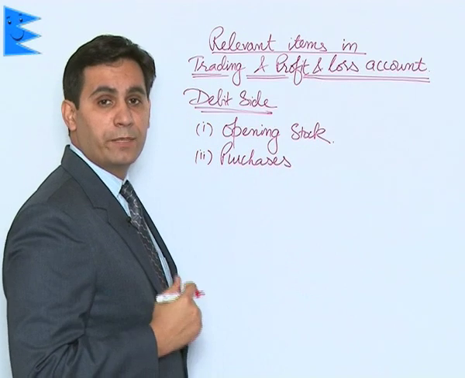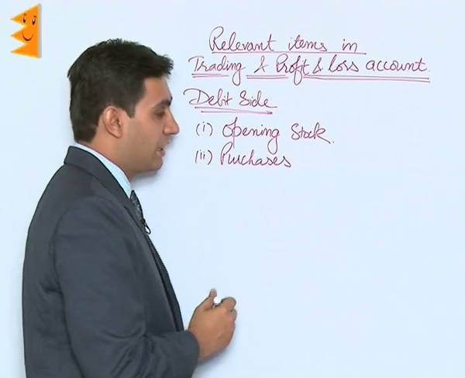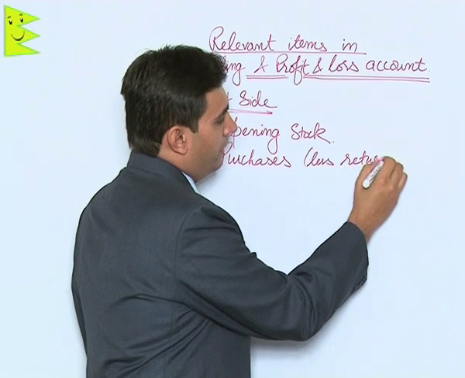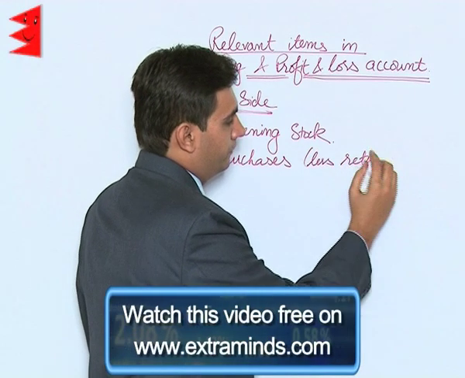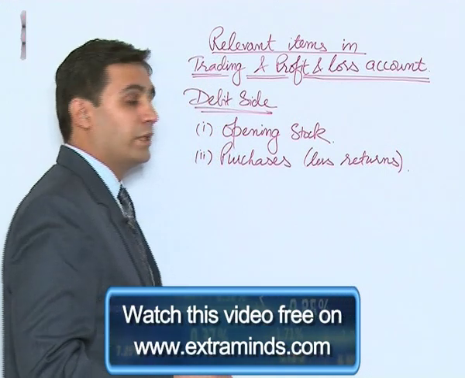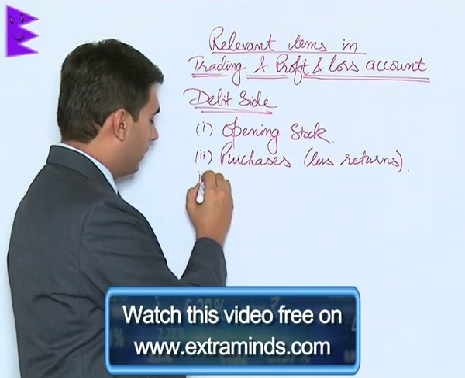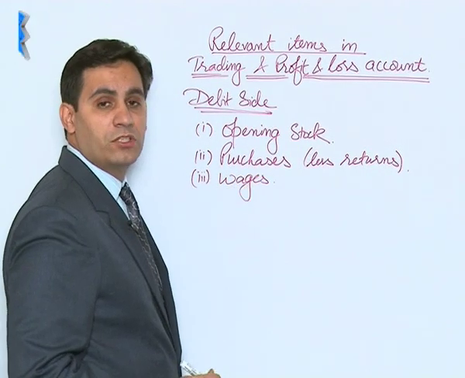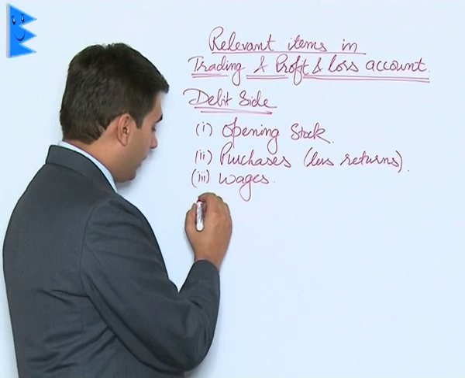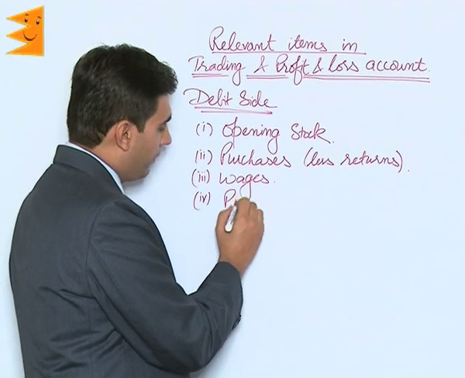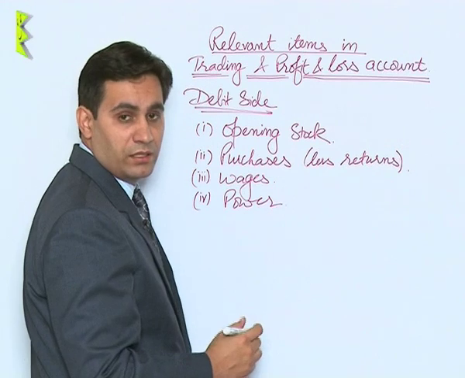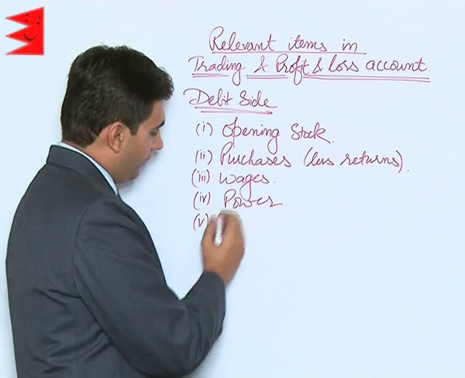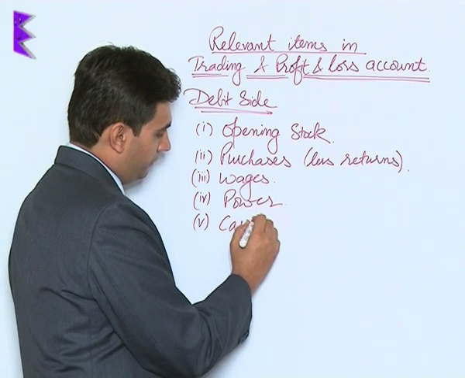Then we have second item as purchases. Remember students, it has to be net purchases here. So in case returns are given, it is always purchases less returns. Then other items that are included here are wages, that is any amount of remuneration paid to factory staff. Then power, electricity, power, it is an expense, hence on the debit side. Then we will have carriage inwards.